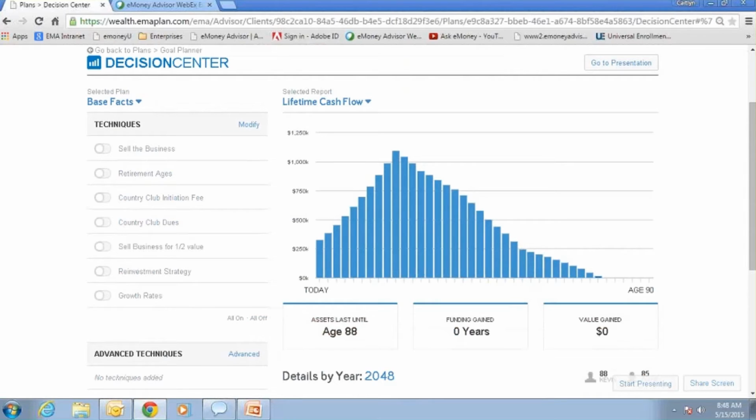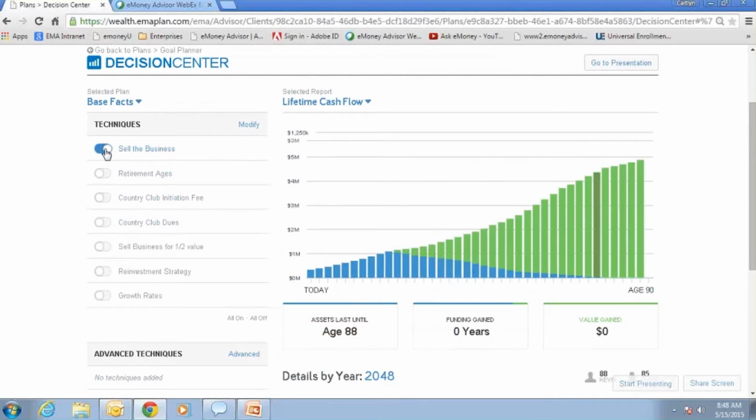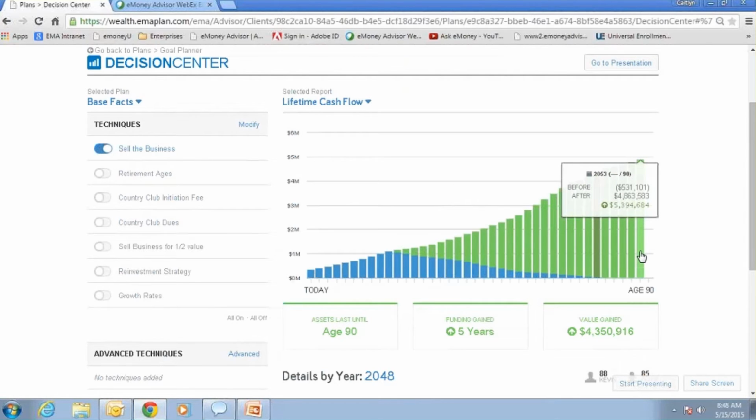So what we can do is we can first turn on the sell the business technique, and immediately we see the release of cash into the cash flow simulation. Scroll over down to the last year, and we're at about $4,800,000. So you are looking at not just leaving a $1 million legacy, but upwards of $5 million legacy after the sale of the business.